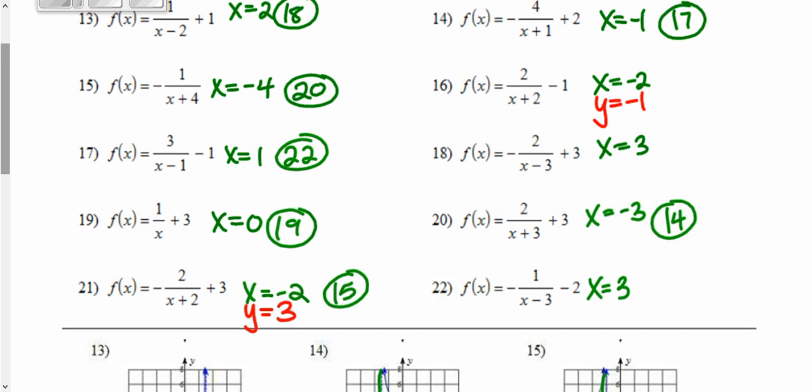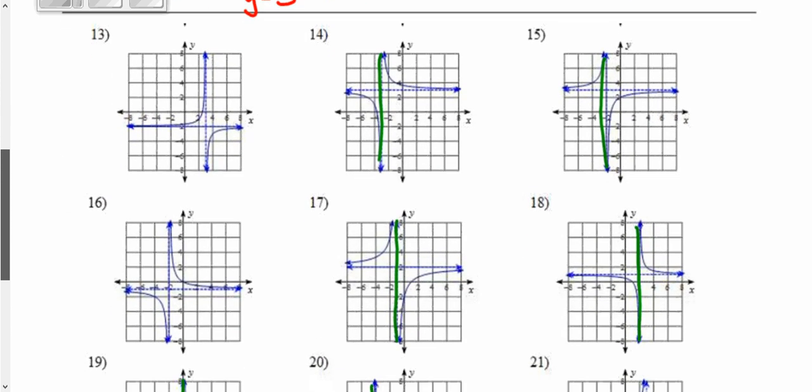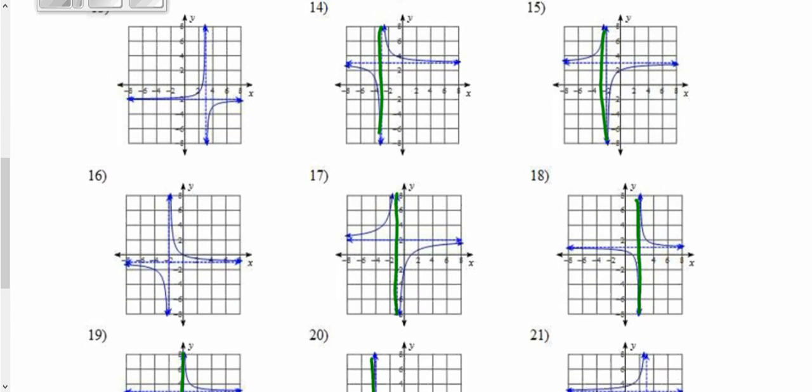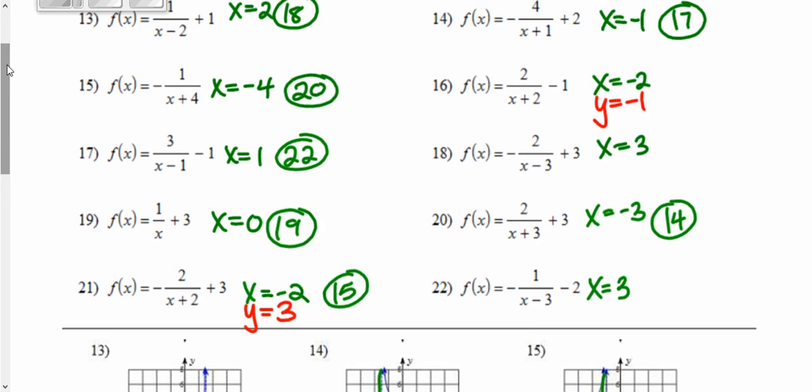So let's find the other graph that could be matched with that. So -2 and -1. So that would be this graph right here, number 16. So number 16 goes with number 16. That makes it easy. And then we got to look at 18 and 22 because they both have the same vertical, but they do have different horizontals.